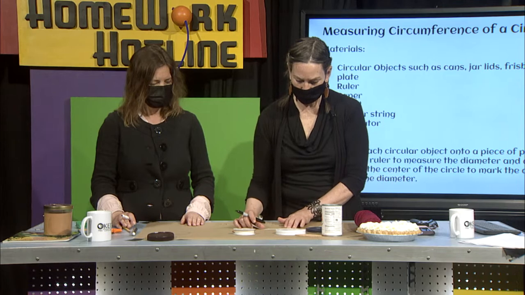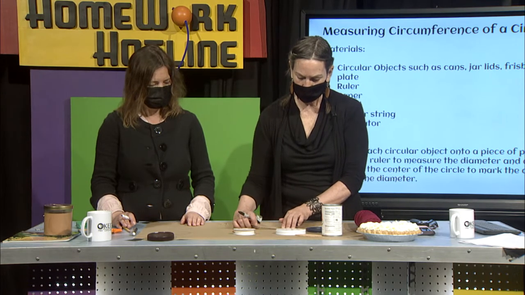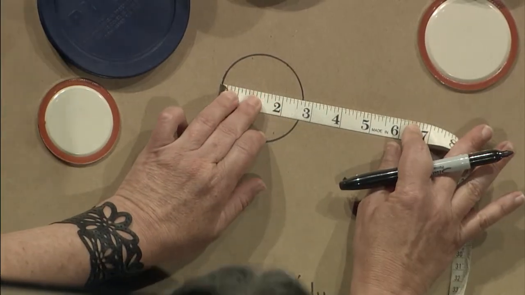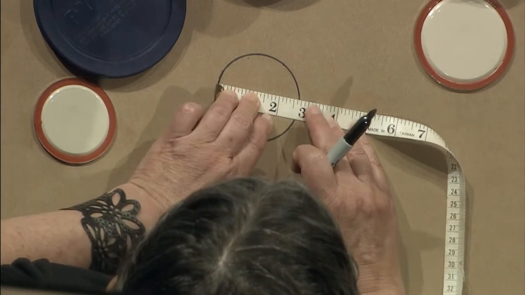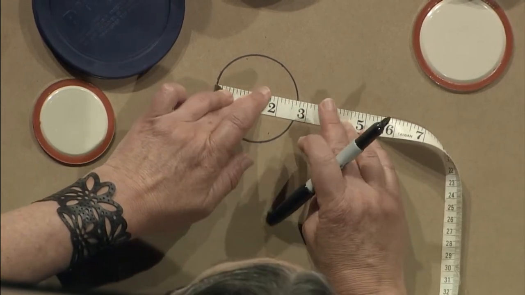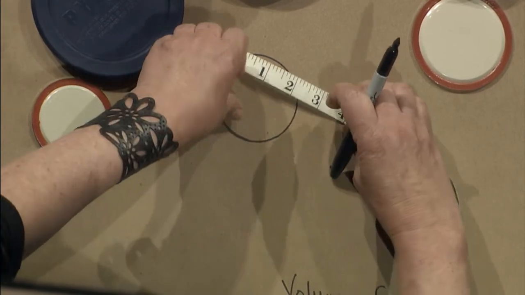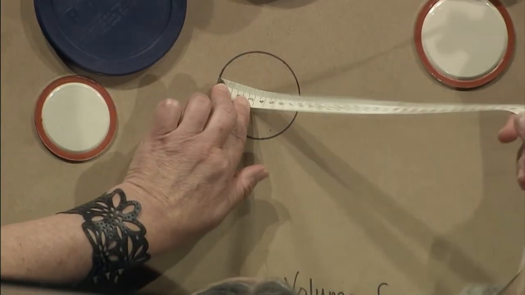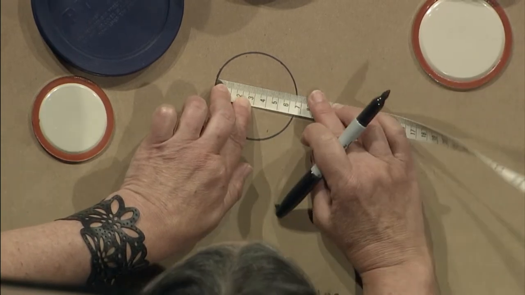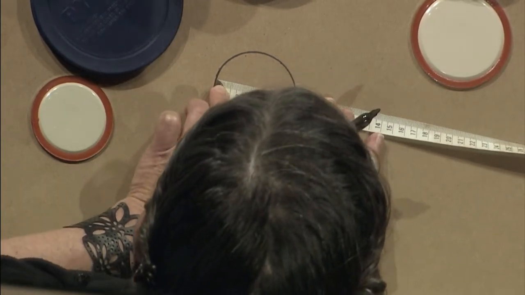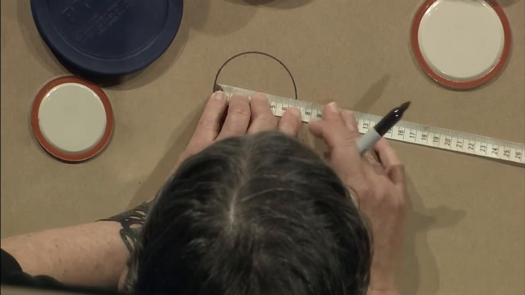So I'm going to estimate where the center of my circle is. Now I notice that if I use inches, it doesn't give me a really good number that's simple to work with and multiply. So I'm going to turn this over and use centimeters. And oh, this is perfect. It's 7 centimeters. Nice.